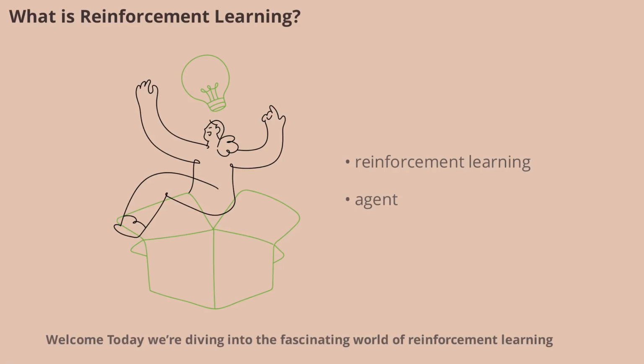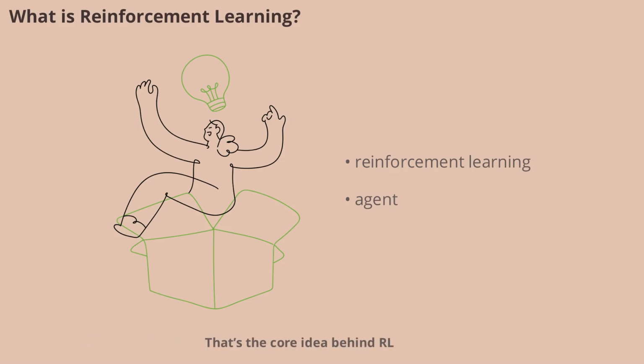Welcome. Today, we're diving into the fascinating world of reinforcement learning, often called RL. Imagine teaching a dog new tricks by rewarding it for good behavior. That's the core idea behind RL. An agent learns by interacting with its environment and receiving feedback in the form of rewards or penalties. This approach is widely used in artificial intelligence, robotics, and even game development.